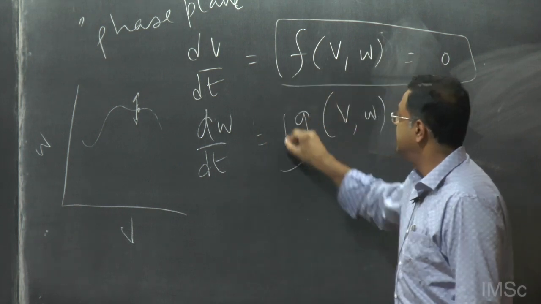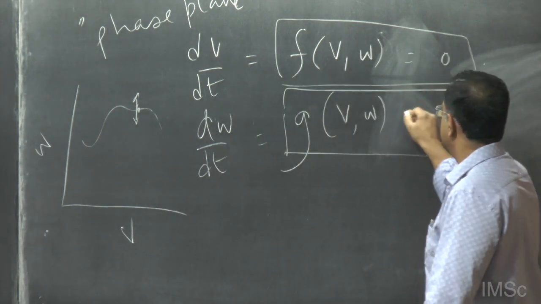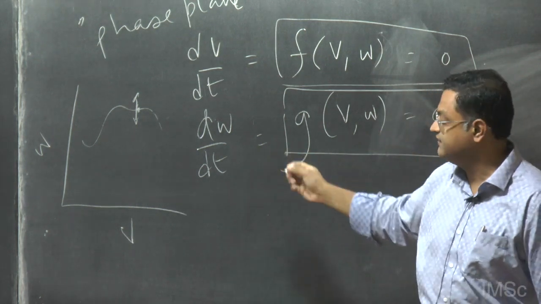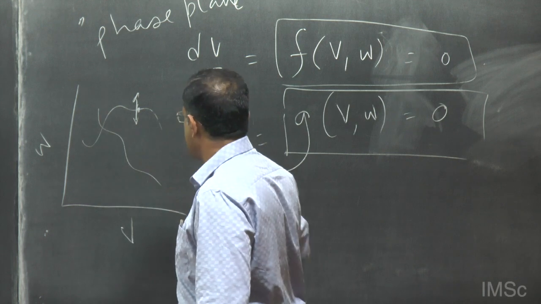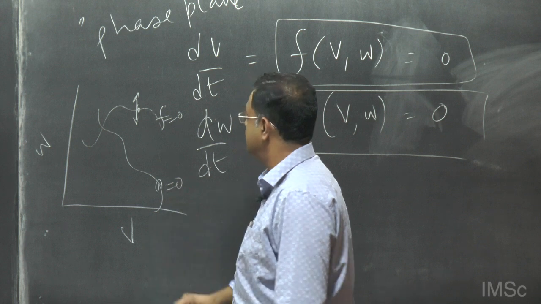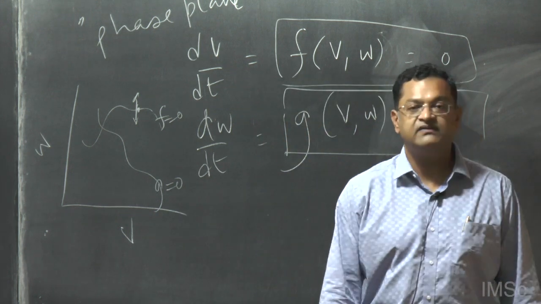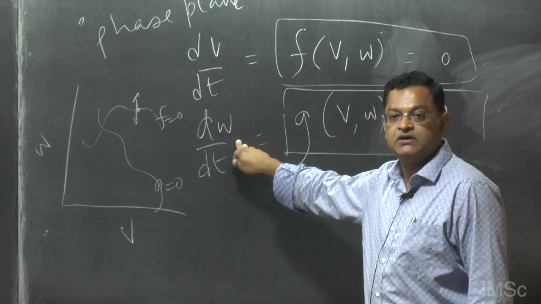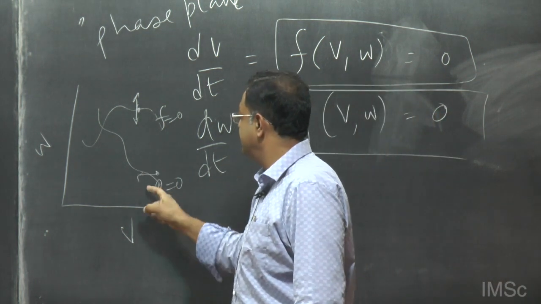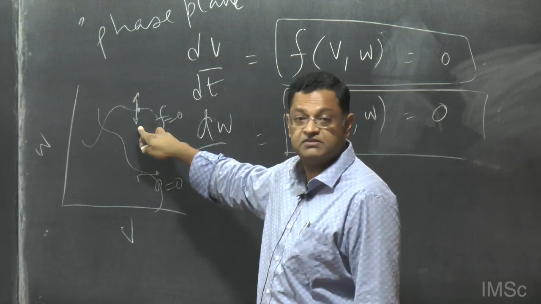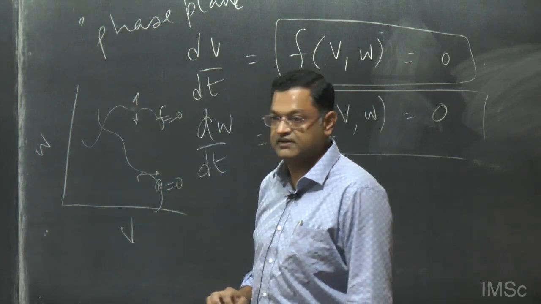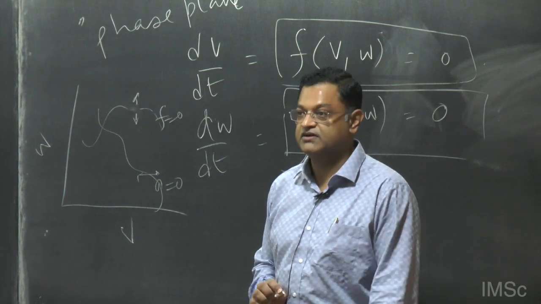And similarly, if I were to set dW by dt equal to 0, I get another curve. This is f equal to 0, this is g equal to 0, right? Then in this case, I will have no motion in the W direction, and motion is only possible in the V direction, right? It could be one or the other. I don't mean to draw a double-sided arrow. I don't mean to say that you are moving both up and down. I mean to say it's one or the other. I hope that is clear.